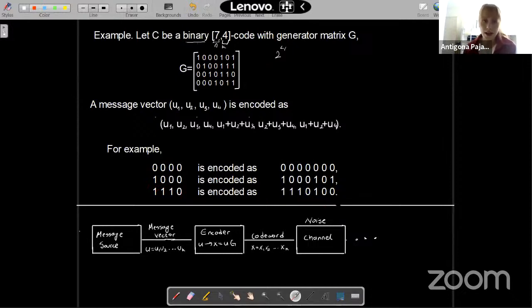So until now, what we saw is that we give the message vectors to the encoder, and the encoder gives us the code word. Now we are going to send this code word through the channel, which might be noisy. So we are going to check the methods of how we can decode the received vectors.